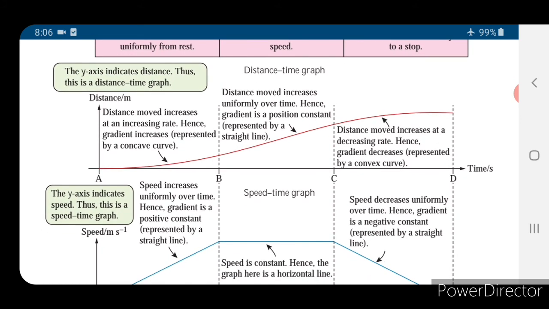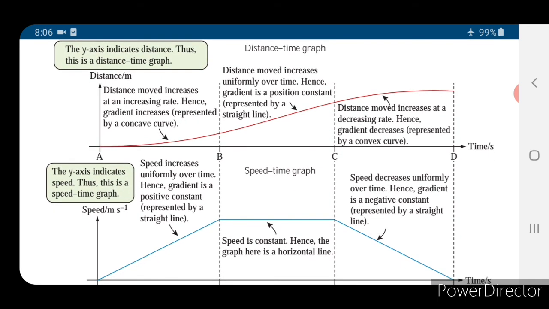Then the second one, the y-axis indicates speed. Thus, this is a speed time graph. Here, the speed increases uniformly over time. Hence, the gradient is a positive constant represented by a straight line. In the speed time graph, when the speed is constant, it is a horizontal line. And in the third stage, the speed decreases uniformly over time, hence the gradient is a negative constant represented by a straight line.